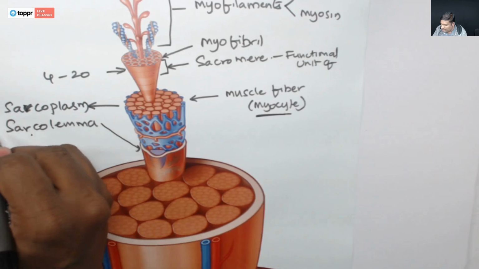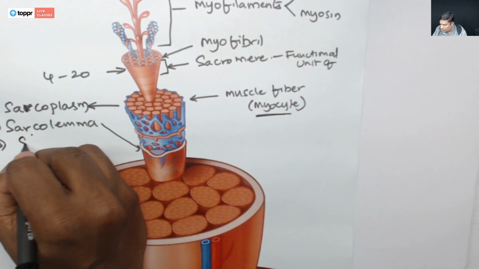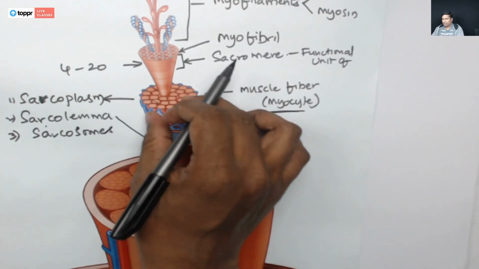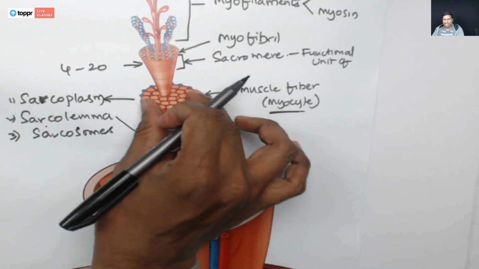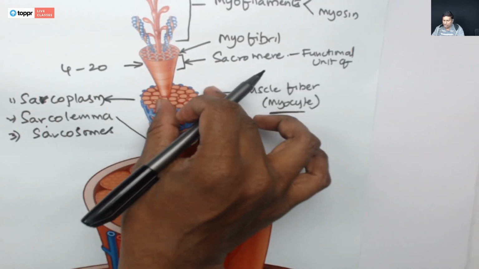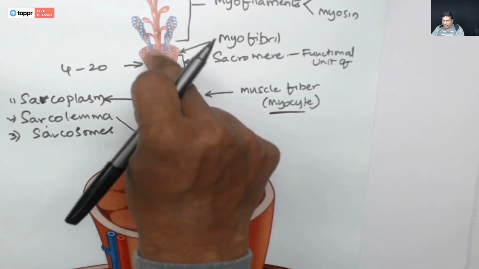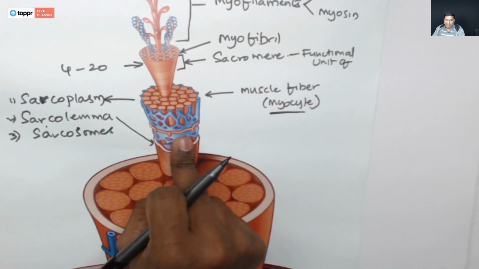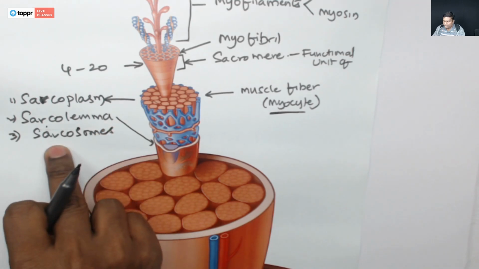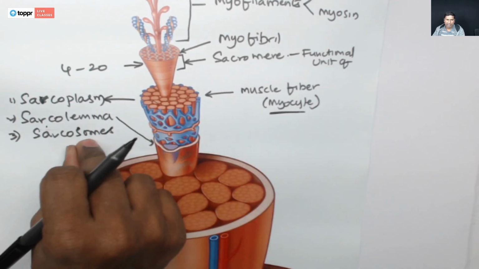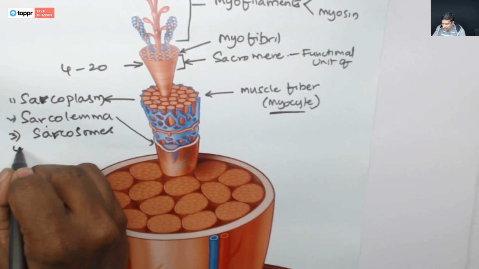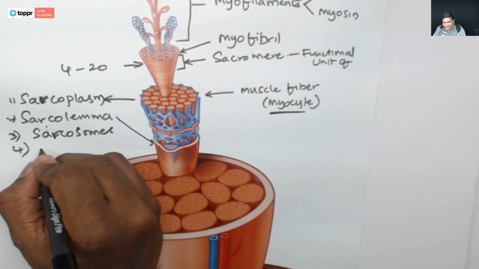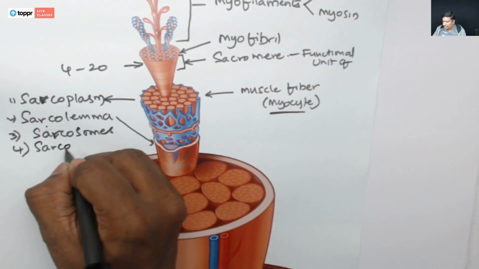We'll also see sarcosomes, which are, like I said, mitochondria of the muscle fiber. So this entire thing, like I said, is a cell, a myocyte, a muscle cell. This muscle cell will have cytoplasm, which we are calling sarcoplasm, and inside the sarcoplasm you will see the myofibrils. Then the muscle fiber is covered with the plasmalemma or the plasma membrane, which we are calling the sarcolemma. Then this muscle fiber or the myocyte also has several mitochondria, which we are calling the sarcosomes. Then it also has endoplasmic reticulum. This blue thing that you see here is your endoplasmic reticulum, and that endoplasmic reticulum here is called the sarcoplasmic reticulum.